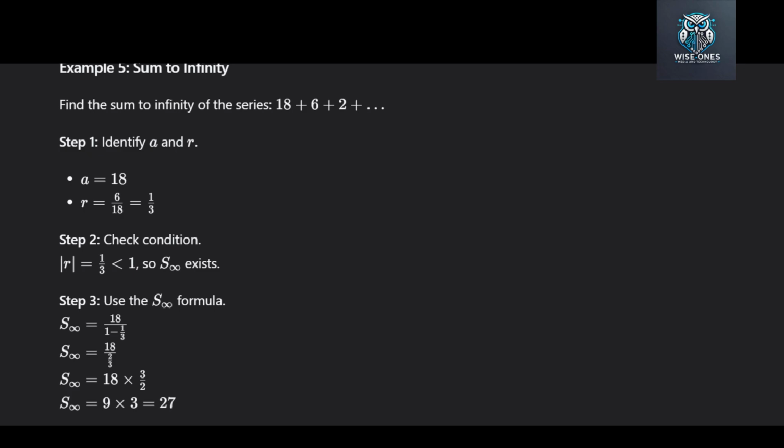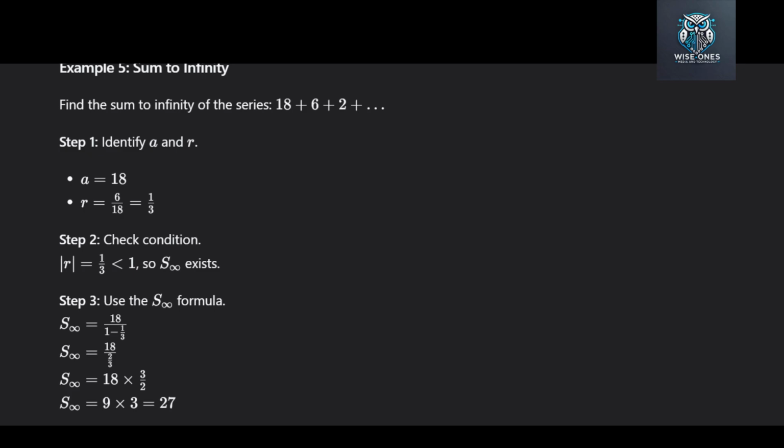Substitute the values. S sub infinity equals 18 divided by open bracket 1 minus 1 over 3 close bracket. 1 minus 1 over 3 is 2 over 3. So S sub infinity equals 18 divided by 2 over 3. Dividing by a fraction is the same as multiplying by its reciprocal. So 18 multiplied by 3 over 2.